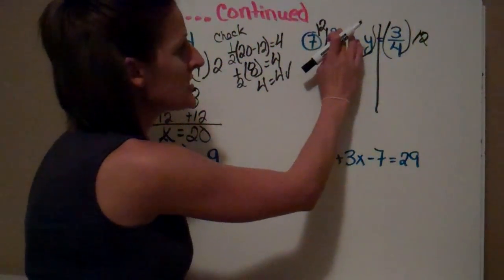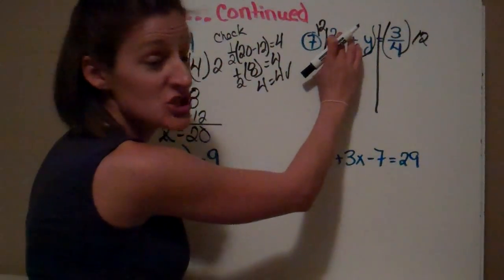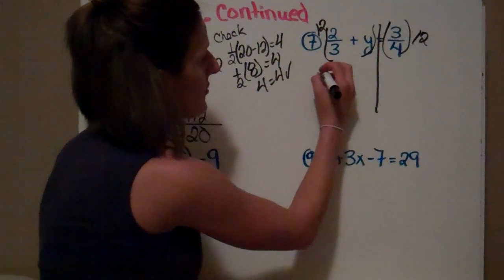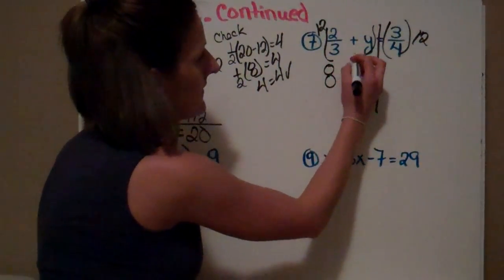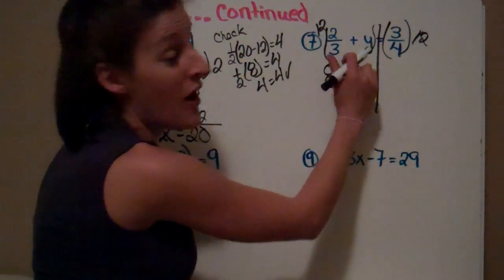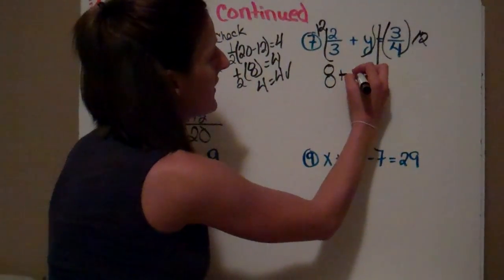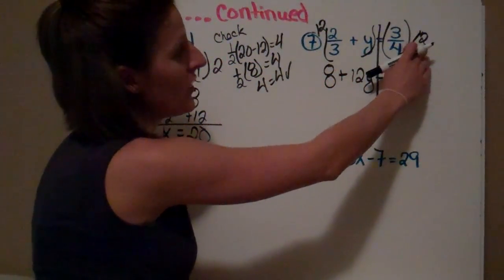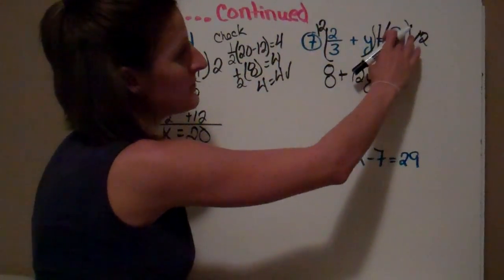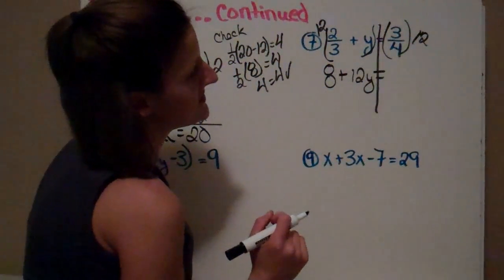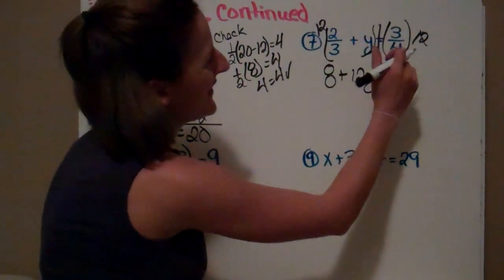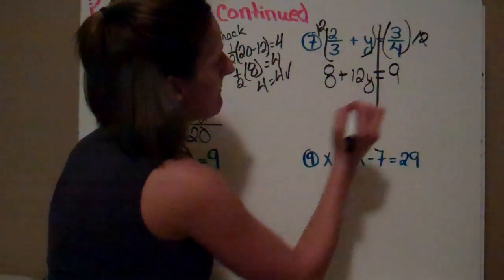Now, 12 times 2/3. 12 times 2 is 24. 24 divided by 3 is 8. And 12, don't forget, times y is actually just 12y. Now, over here, 12 times 3/4. 12 times 3 is 36. 36 divided by 4 is 9.